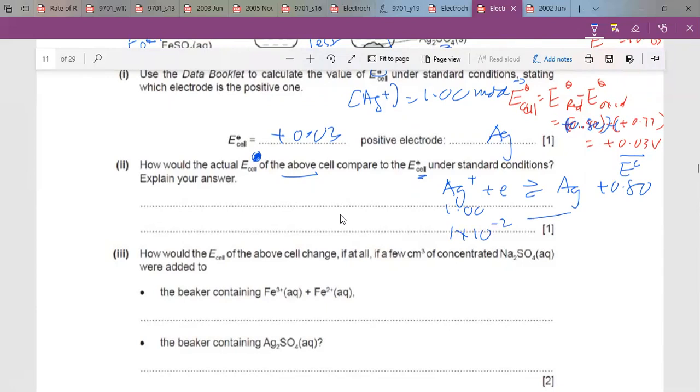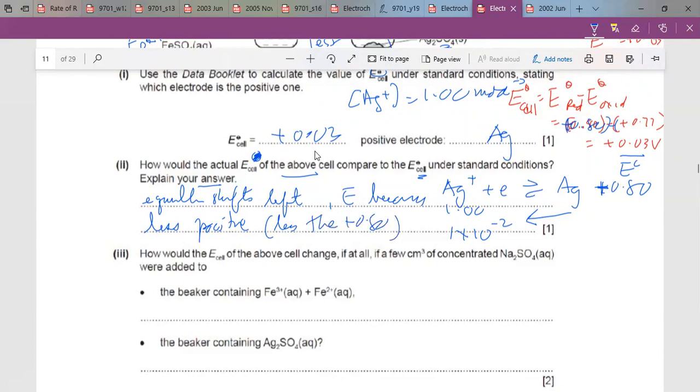Does equilibrium shift backwards or not? Equilibrium will shift backwards. Explain your answer now. Equilibrium shifts backwards, or shifts to the left. Therefore E becomes less positive, less than plus 0.80. Now, less than 0.80 means here, less than here, why not? Let's say it goes to plus 0.70.